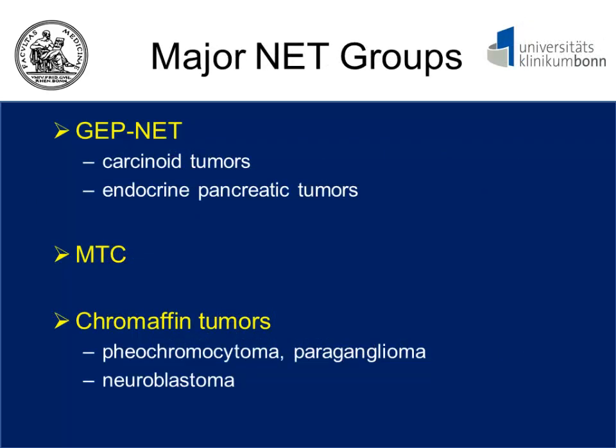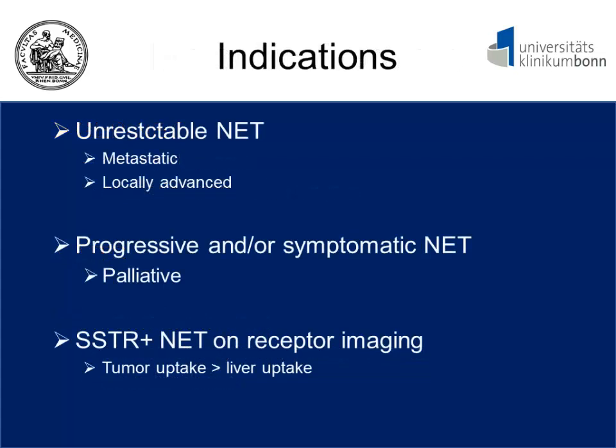The major NET groups are gastroenteropancreatic neuroendocrine tumors like carcinoid tumors, endocrine pancreatic tumors, medullary thyroid carcinoma, and also chromaffin tumors like pheochromocytoma and neuroblastoma. The indications for PRRT are unresectable neuroendocrine tumors, and progressive and/or symptomatic neuroendocrine tumors as a palliative treatment. And it is very important that we have a positive somatostatin imaging prior to the treatment.